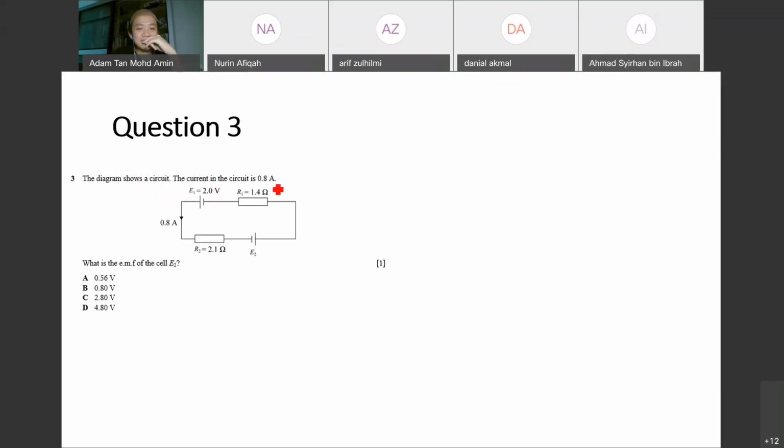The diagram shows the circuit. The current in the circuit is 0.8 amperes. What is the EMF of the cell E2? So kat sini dia guna Kirchhoff voltage law. Okay, which is the second law.